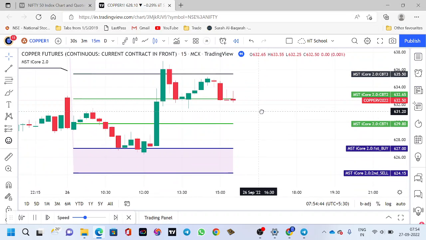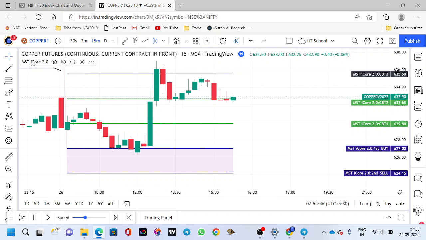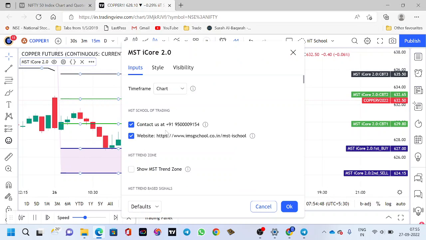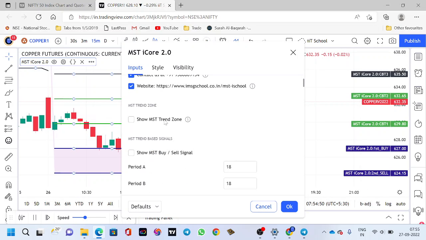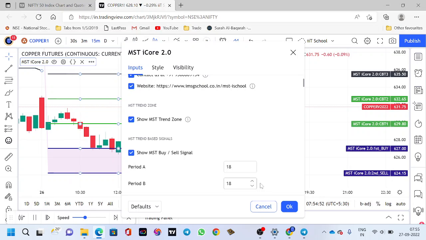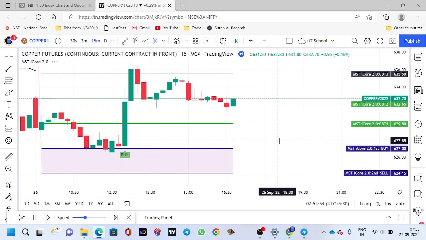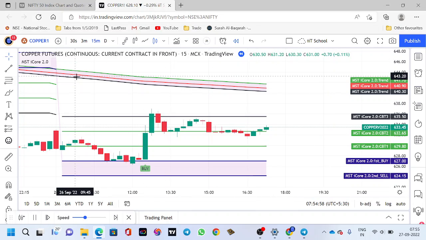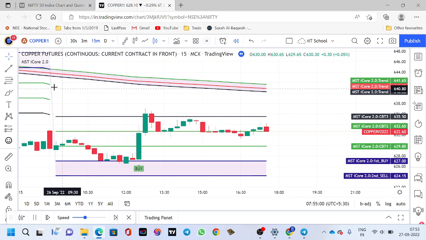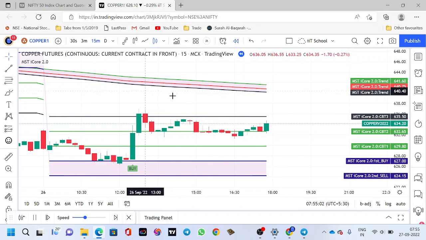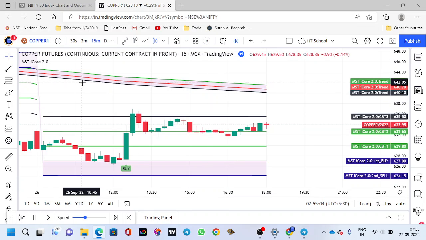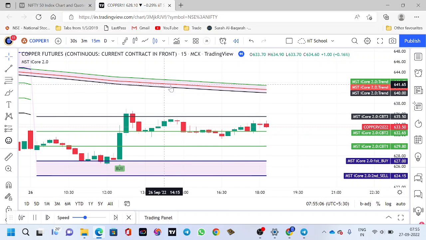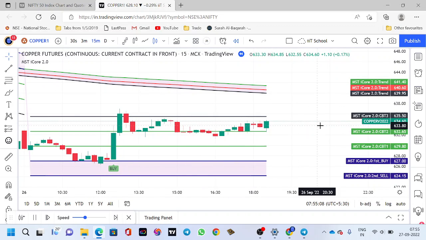It is very simple. Though technically the market was in a sell trend. Why am I saying this is a sell trend? See here, this trend zone. If the candle is below this trend zone, this is the sell zone. If the candles are above the trend zone, this three-line, that is the buy zone.